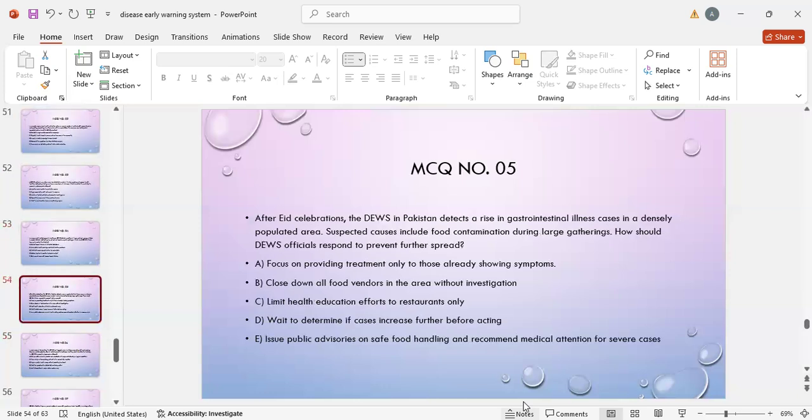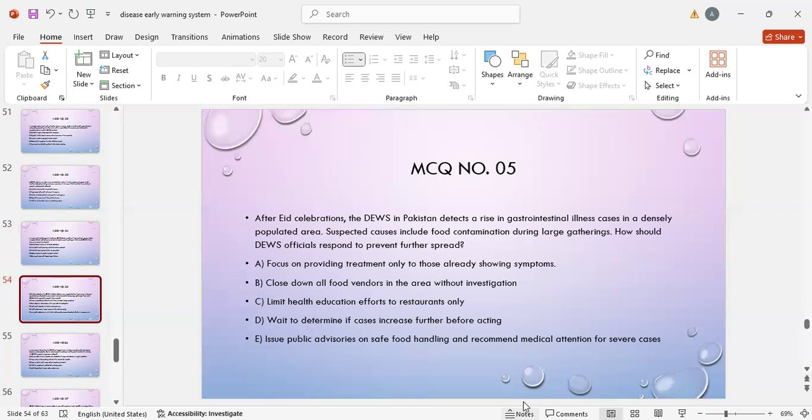After Eid celebration, the DUSE in Pakistan detects a rise in gastrointestinal illness cases in a densely populated area. Suspected causes include flood contamination during a large gathering. How should the DUSE official respond to prevent further spread?